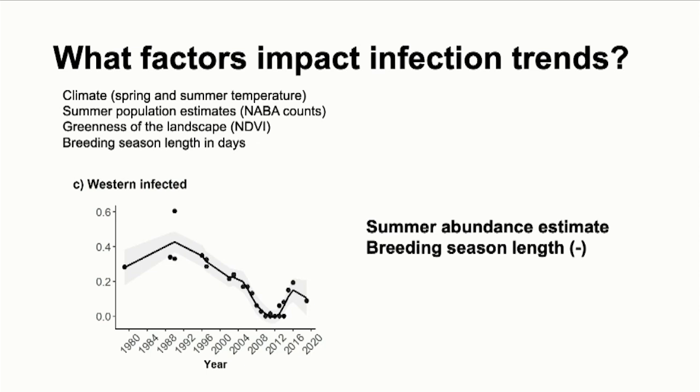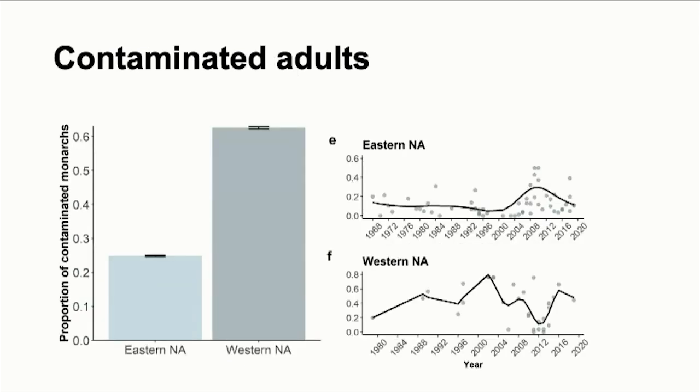Lastly, I just wanted to mention that I told you there are contaminated adults in the population, and we saw trends that were similar to the truly infected, highly infected adults. Contaminated adults are out there in the population, and they are in the same proportion, Eastern versus Western, relative to each other. So it's much higher in Western compared to Eastern. Reasons why monarchs can become contaminated are various, but I thought it was an interesting result because in the past we've really overlooked contaminated monarchs compared to infected monarchs.